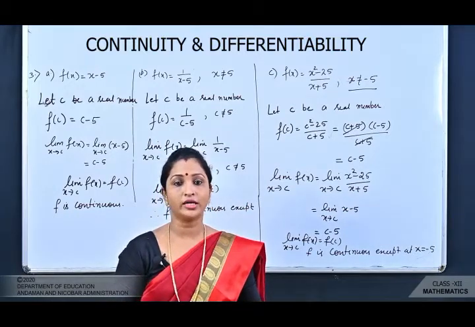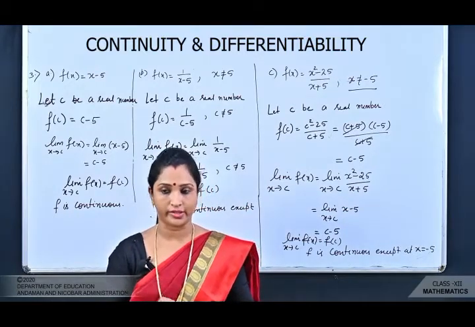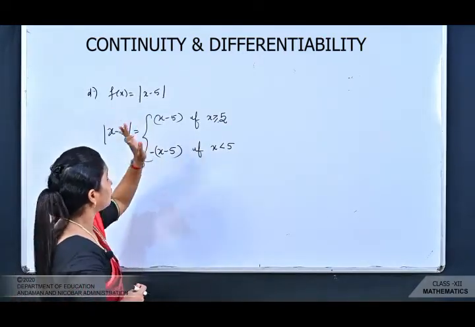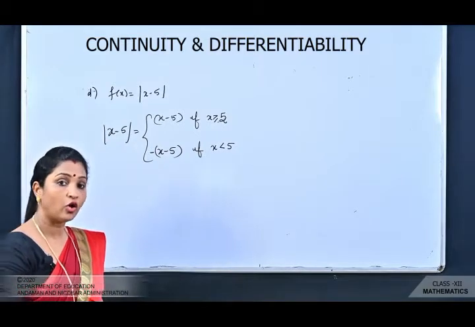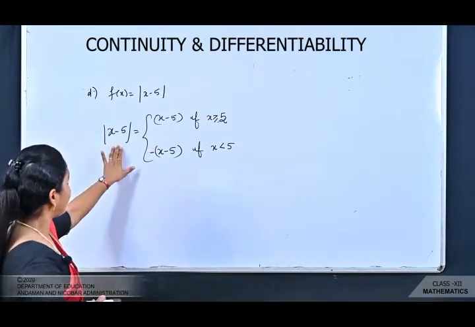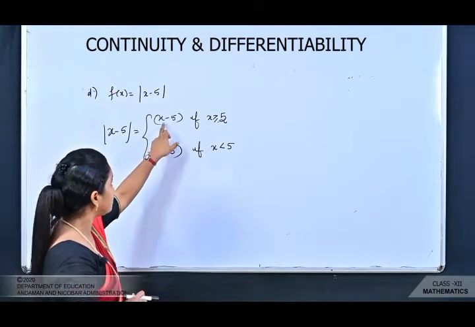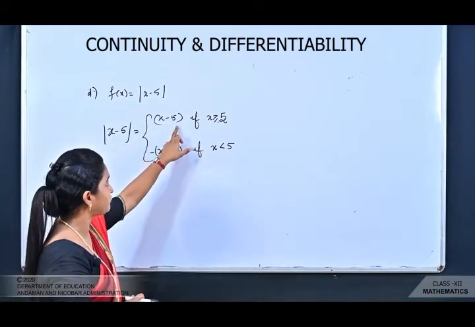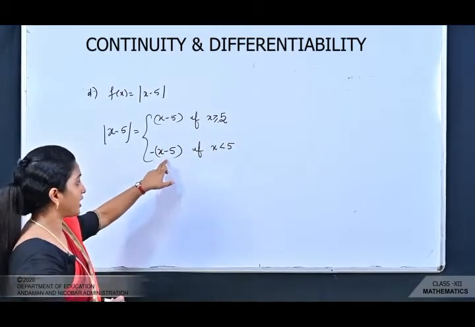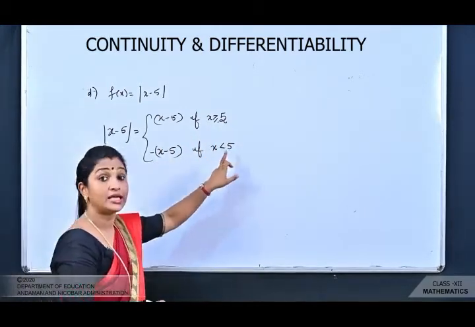Okay, let's move to the D part, which is again very, very important. Now let's see the D part. D part is f(x) is equal to modulus of x minus 5, and we all know the definition of the mod function. You have already studied it in 11th class. Mod of x minus 5 is plus (x minus 5) if x is greater than or equal to 5, and minus of (x minus 5) if x is less than 5.